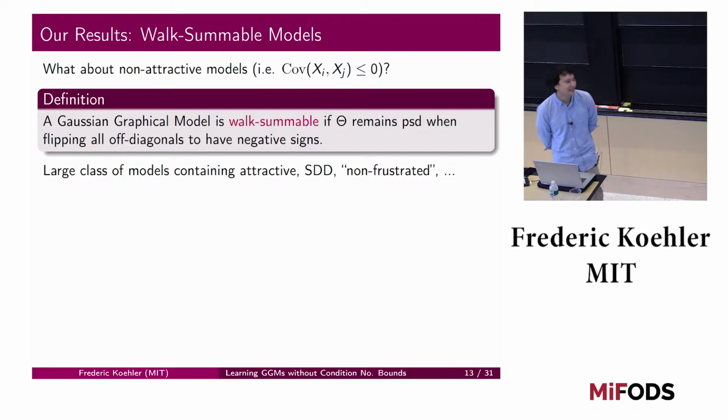There are many other classes of Gaussian graphical models which people have named, such as the attractive models, and also models where theta is symmetric diagonally dominant. Those models are all contained in this class of Walk-summable models. There are many equivalent definitions of Walk-summable, but one is that if I make all of the off-diagonals negative, then the matrix remains positive semi-definite. One way to think about this is that the matrix is robustly positive semi-definite, or positive semi-definite for a simple reason.